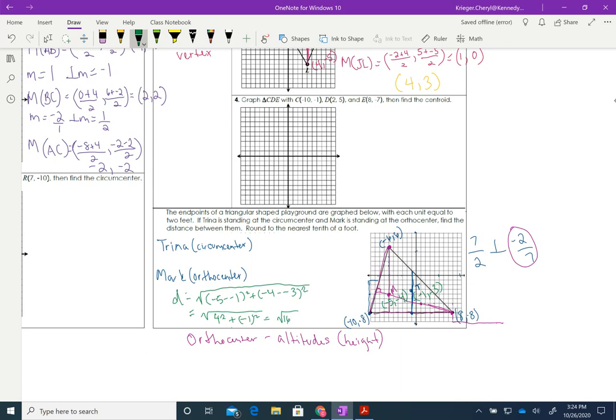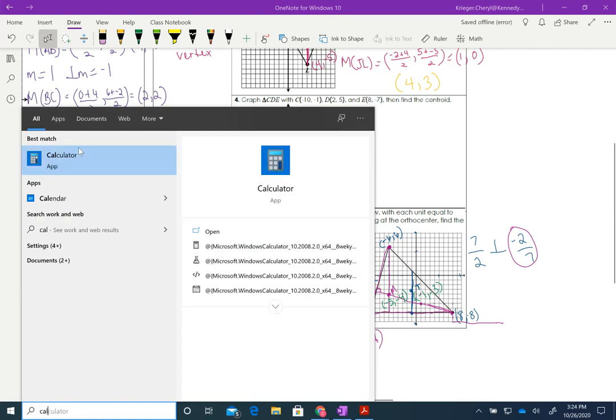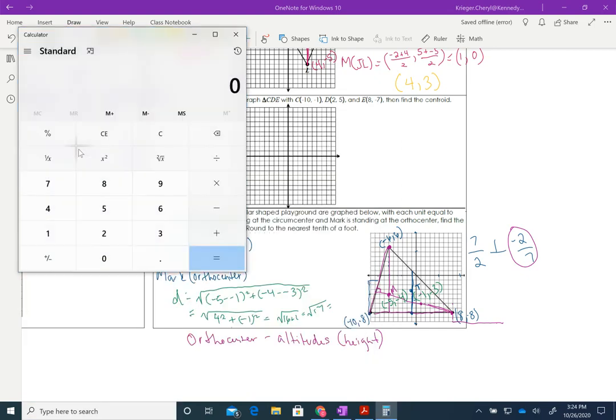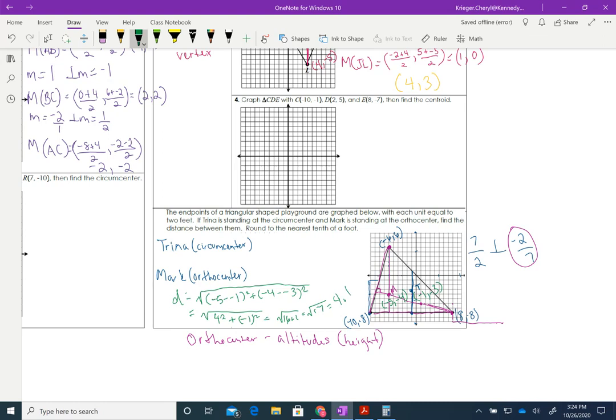Which gives me the square root of 16 plus 1, the square root of 17, which, if I pull it up on my calculator, let's see, do I have a square root? Yep. So square root of 17, oh, that didn't work. Let's do 17 and then hit the square root button. 4.123. So we'll just call that 4.1. Round to the tenth of a foot. We did it. I think that was a challenge question.